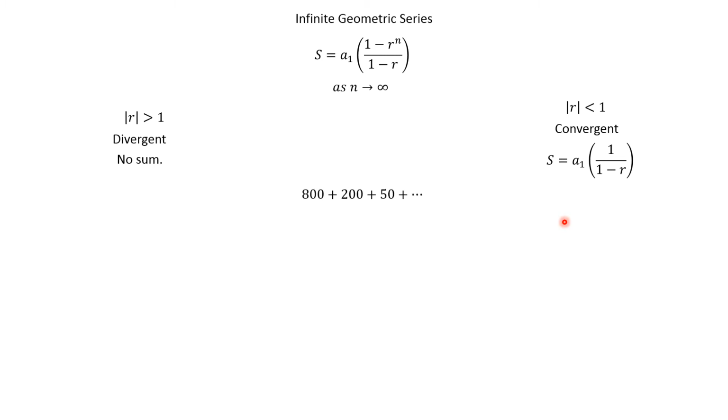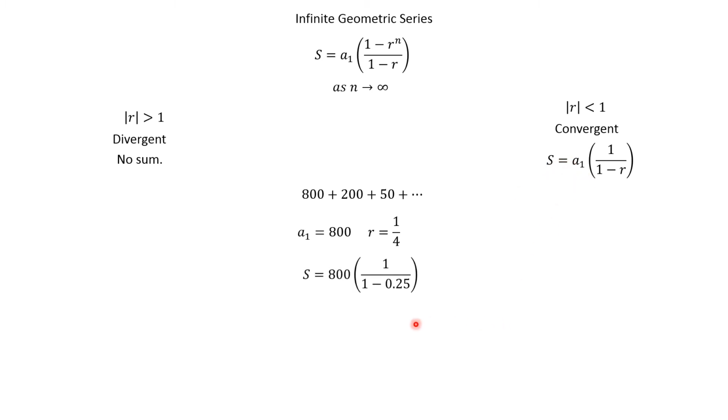So let's look at an example. Let's go 800 plus 200 plus 50 plus dot, dot, dot. We only need two things here. We need the first term, and we need r. The first term is 800. It's right there, first. And then r, how do we get from 800 to 200? From 200 to 50? We divide by 4, or multiply by 1/4, or 0.25. In fact, when you put it into the equation, 1 minus 0.25 might be easier.